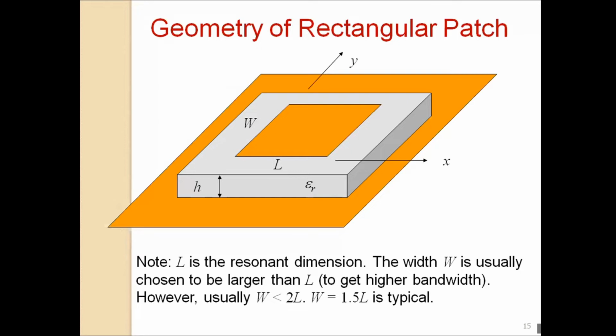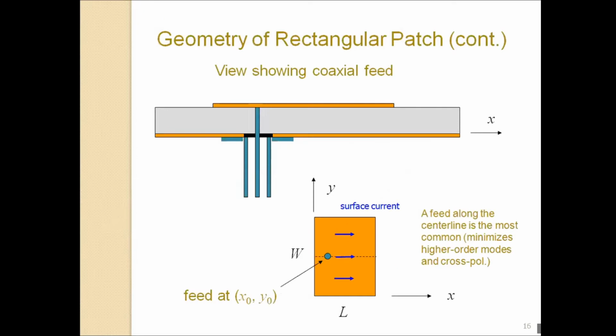For the geometry of the rectangular patch, I want to discuss with you, because when any person starts with antenna design, this is more useful. L is the resonant length dimension. The width of the antenna we can assume to be W. It is usually larger than the length, so W is less than 2 times L, or 1.5 times L. It is possible.